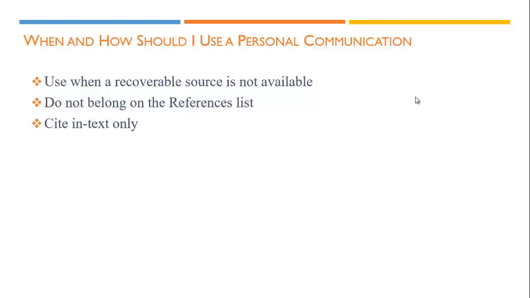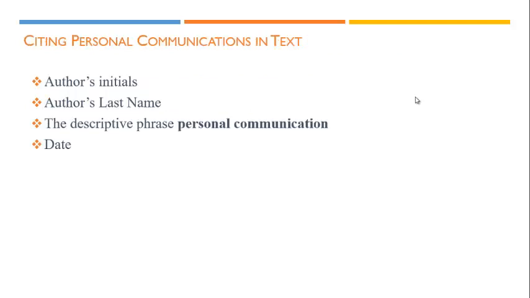Because the messages can't be recovered, they do not belong in the references list. They are used in the text only. To cite the personal communication in the body of your paper, use the author's first initials, the author's last name, and a date that is as close as possible to the date the communication occurred. Use the descriptive phrase personal communication to describe the type of source.